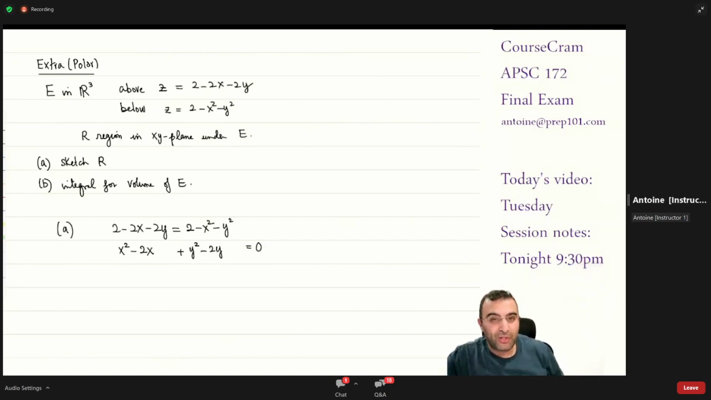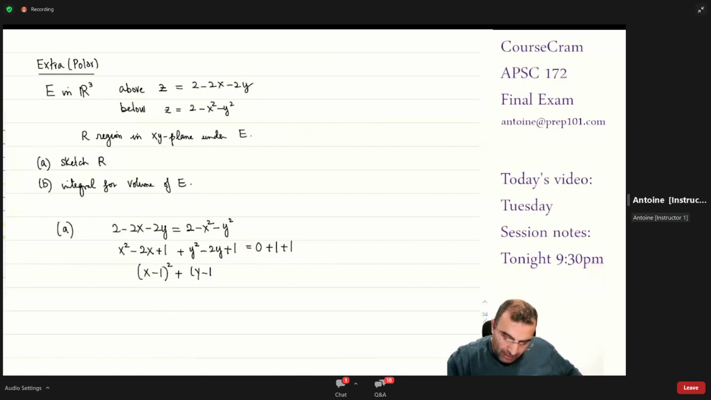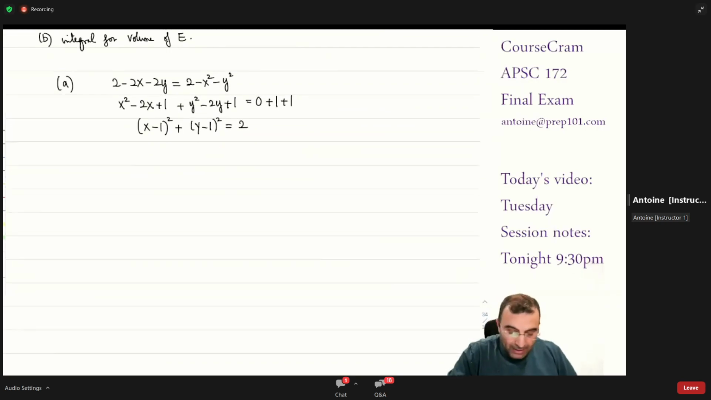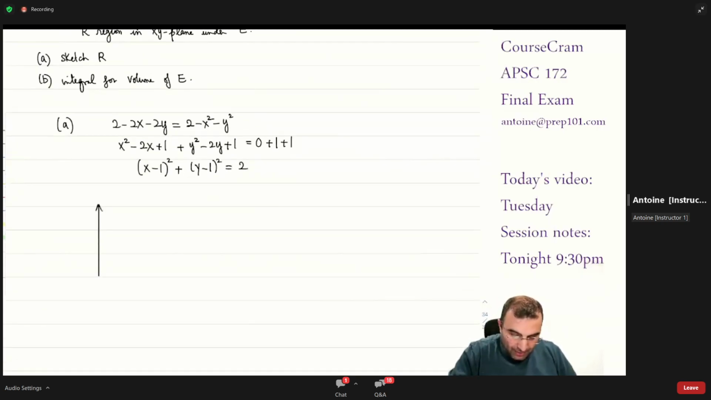See, it's one of those circles, but it's not on the x or the y-axis. So here you have to complete the square in both. You complete the square here by doing plus 1, plus 1. You complete the square here by plus 1 and plus 1. So this gives you x minus 1 squared plus y minus 1 squared is equal to 2. So my dear friends, the region in the xy plane is the circle that is centered at 1, 1 and of radius root 2.